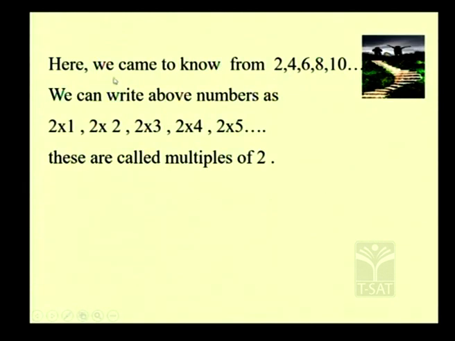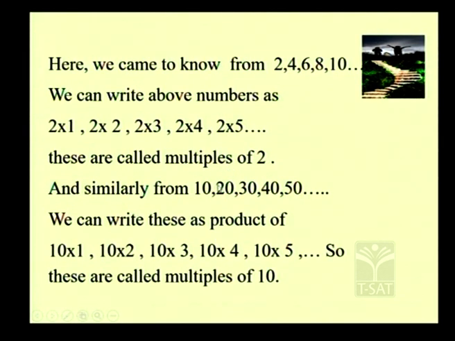So, we came to know that 2, 4, 6, 8, 10 and so on can be written as 2 into 1, that is 2, and 2 into 2, that is 4, and 2 into 3, that is 6, and 2 into 4, that is 8, and 2 into 5, that is equal to 10, like that. So, we can write 2, 4, 6, 8, 10 as 2 multiples. These are called multiples of 2.